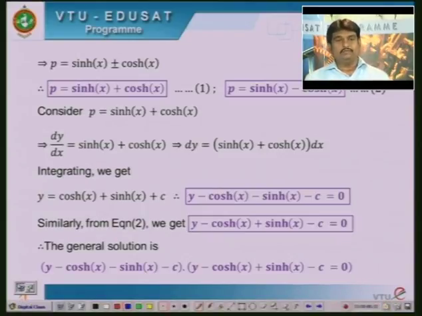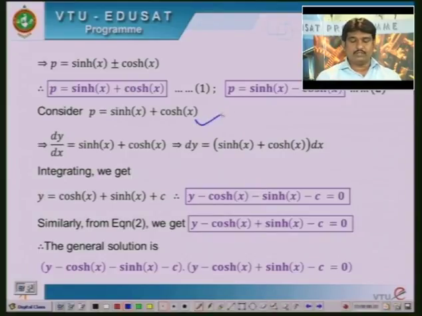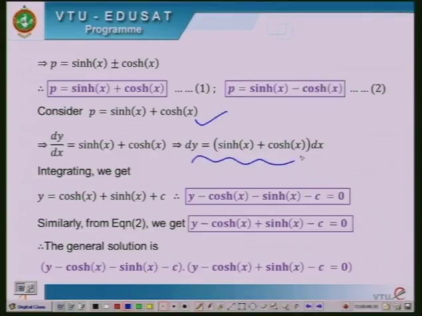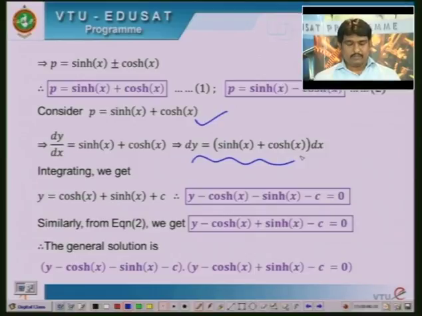Consider the first factor, p equals to sine hyperbolic x plus cos hyperbolic x. This implies dy by dx equals to sine hyperbolic x plus cos hyperbolic x. Separate the variables. Dy equals to sine hyperbolic x plus cos hyperbolic x into dx. Now integrate it. y equals to integration of sinh x is cosh x, integration of cosh x is sinh x, plus c. Therefore, the solution is y minus cosh x minus sinh x minus c equals to 0.